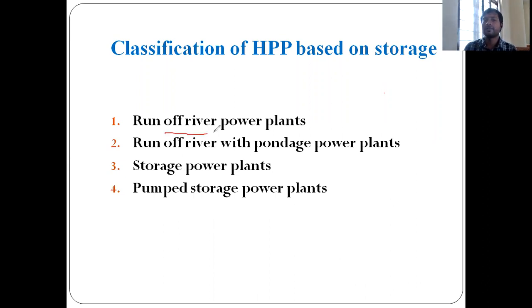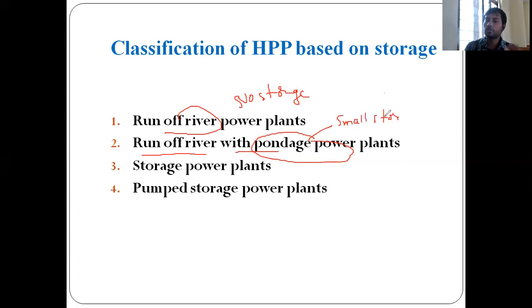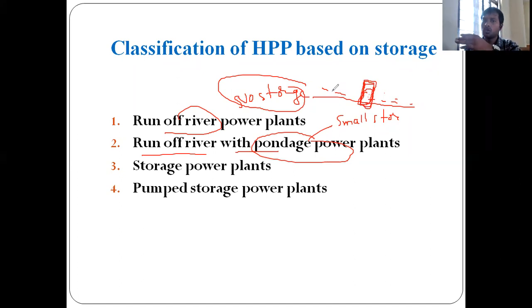Runoff river is nothing but there is no storage of water. Runoff river with pondage, pondage is nothing but a small storage of water, and by using the storage we can produce electricity. For example, a river is flowing in this way, and in the middle we place a hydroelectric generator, and during the flow of water only, this power plant will generate the electricity.